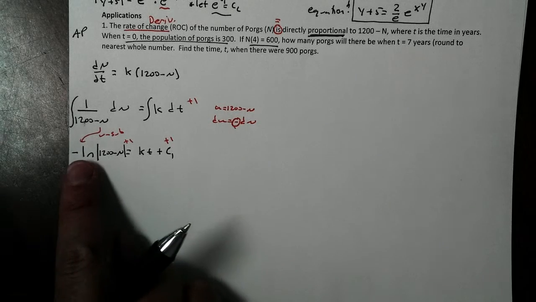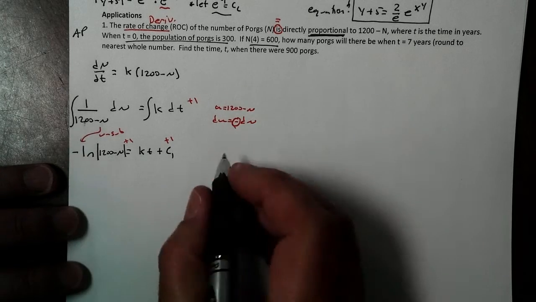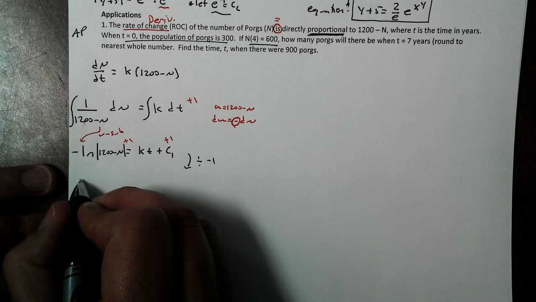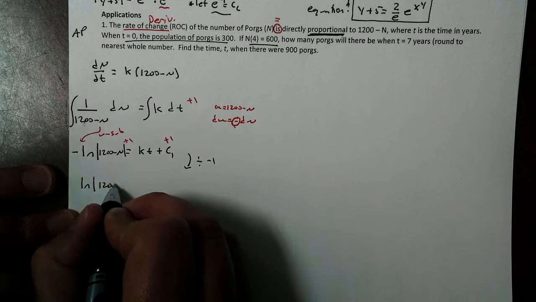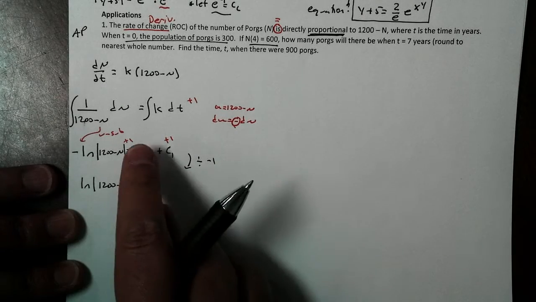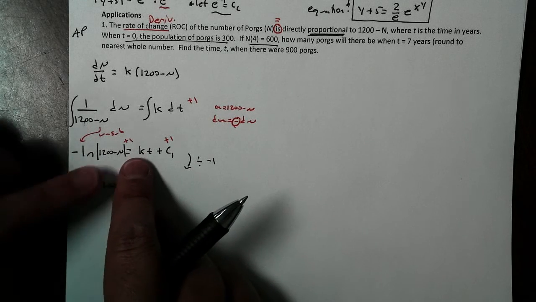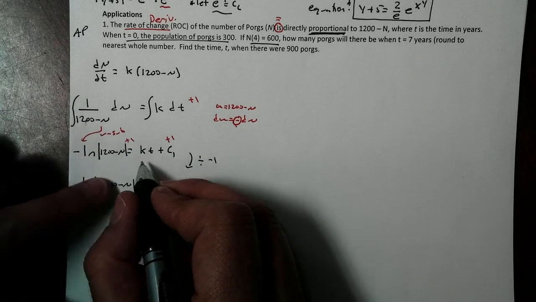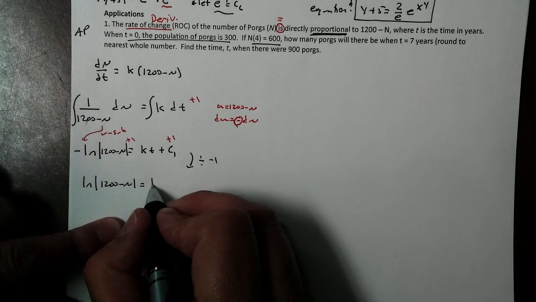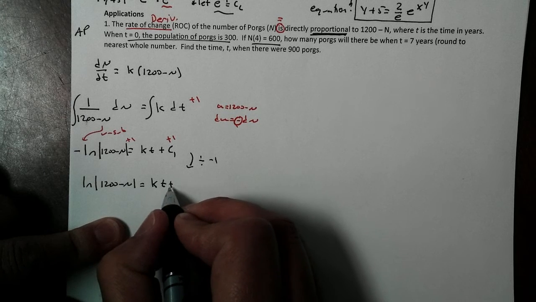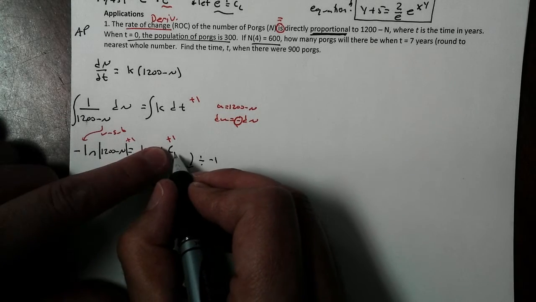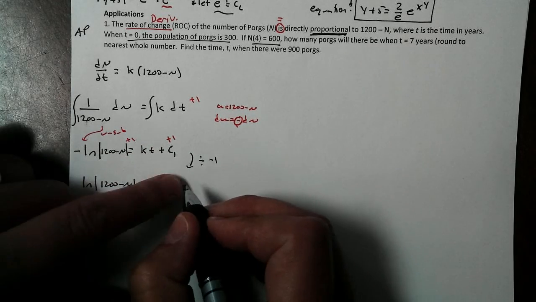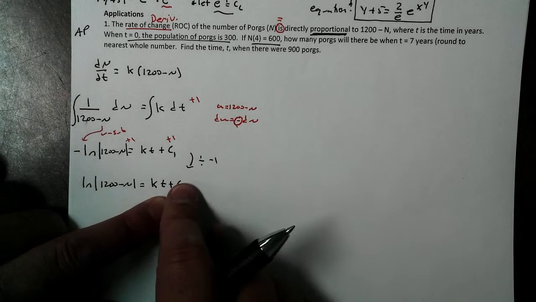Now, I want to solve for n, but I don't like this negative where it's at. So what I'm going to do is divide by negative 1. So when I do that, this of course just stays natural log of 1200 minus n equals, and now take a look here, when I divide k by a negative 1, that stays k. Remember, k is just a constant. So I get kt plus, and if I take this c1 and divide it by a negative 1, that becomes c2. It becomes another constant.